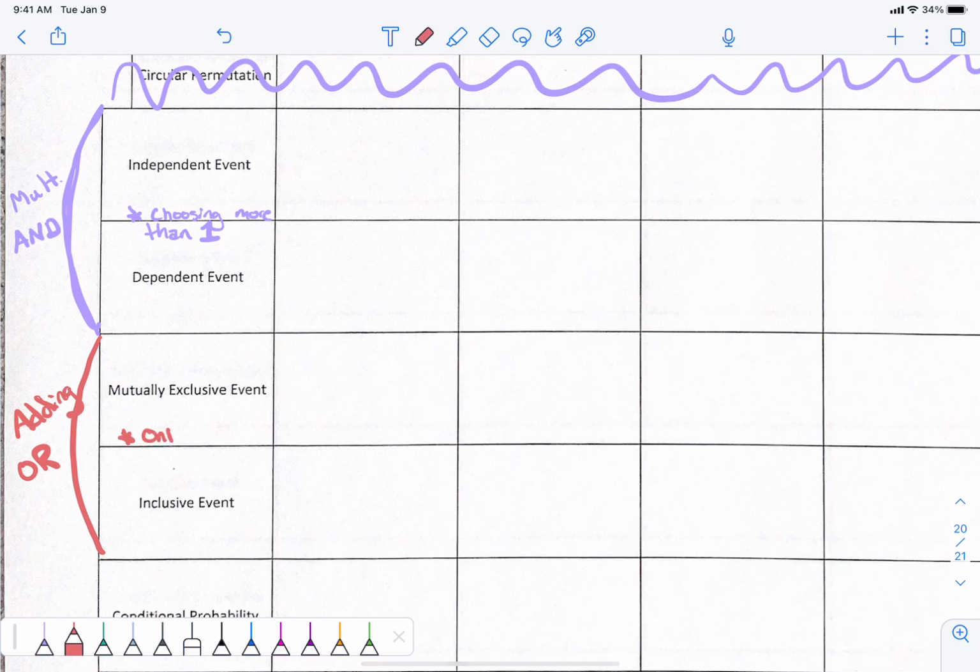If you are only choosing, is that mine? Is that my dinger going off right there? Okay. Ah, it's a group text. Yeah.